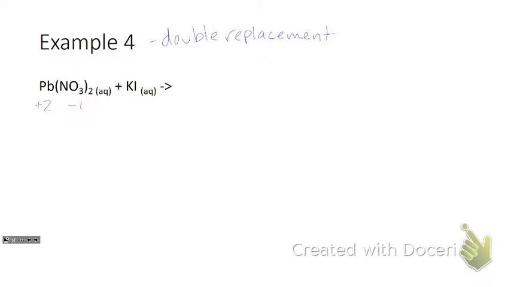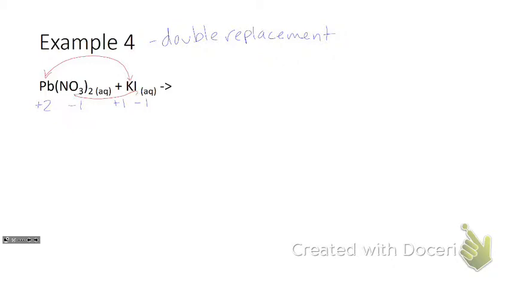Okay, very good. Iodine is a group 17 halogen, so it always has a charge of -1. And potassium is a group 1 metal, which means it always has a charge of +1, right? Okay, hopefully we can all see that now. So our anions and our cations are just going to swap. So lead and potassium will swap, and our nitrate and iodine will swap.